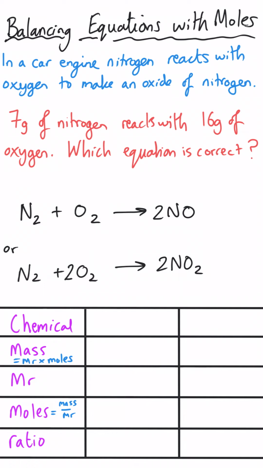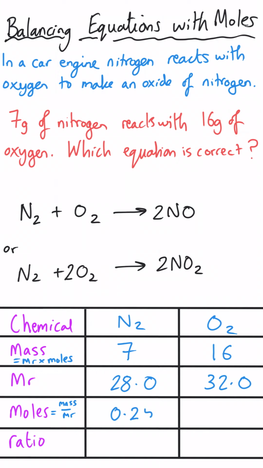The method that we're going to use to solve this is something called the grid method, which transfers across a whole host of different calculations you can be expected to do. The first thing that we do is we write down the identity of our 2 chemicals that we're working with, which are nitrogen and oxygen. We then input, if we've got them, the masses of the elements in question, which are 7 and 16. We then calculate our Mr values, which are 28.0 and 32.0 for the 2 elements. We calculate the moles that we've got present, so we do mass divided by Mr, 7 divided by 28, which is 0.25 moles. And for the oxygen, 16 divided by 32 is 0.50 moles.